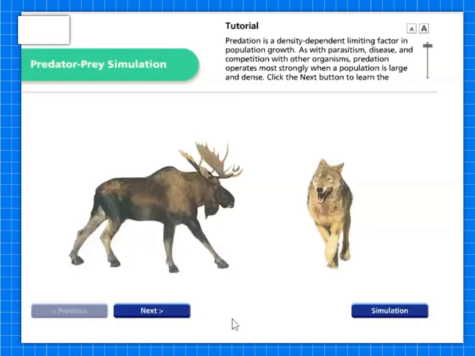So in this case we've got the moose. This is a moose, and this is a wolf, and they can both be found in northern parts of North America, Canada for example, and there's quite a famous interaction between the two. So I'm going to play this simulation and try and explain it.